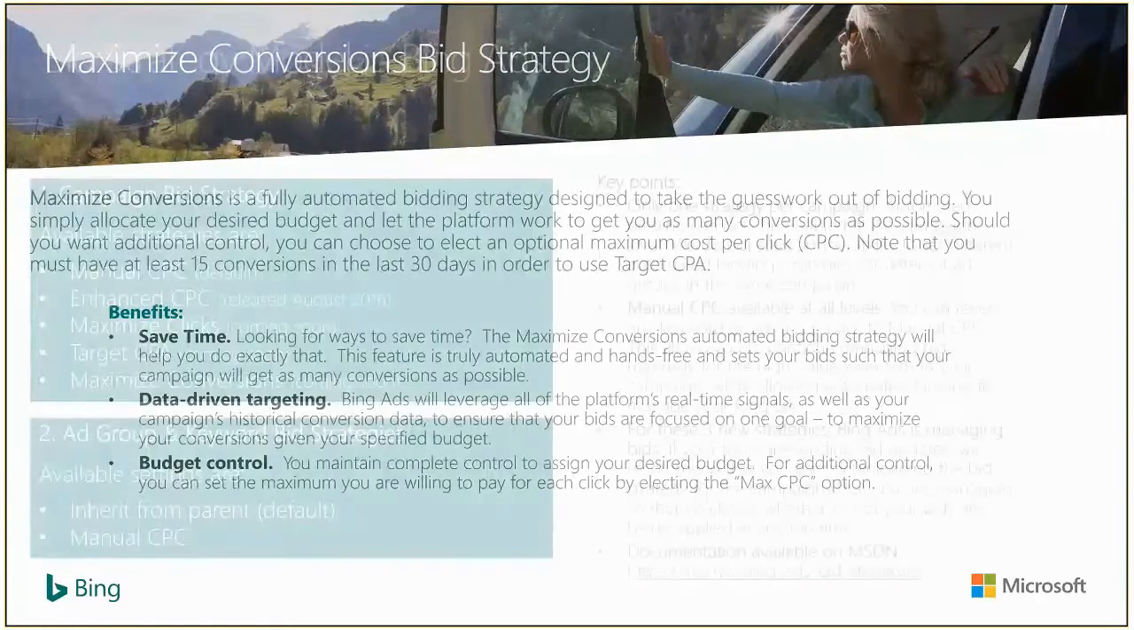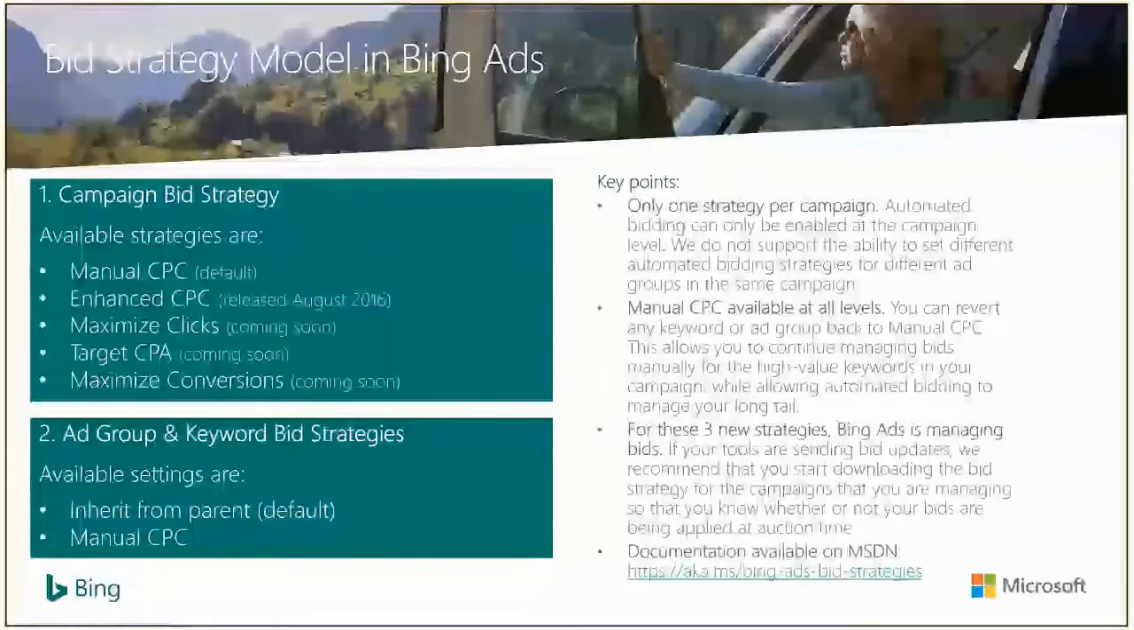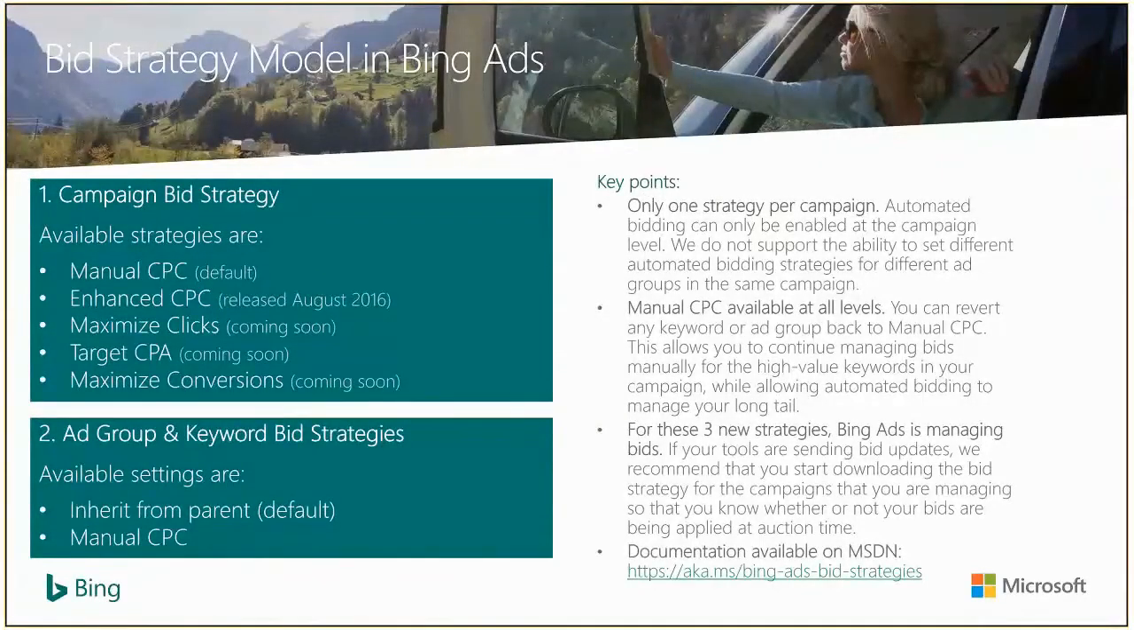Next slide. And finally, I would like to provide a brief overview of how bid strategies fit in the Bing Ads model. In the Bing Ads model, at a high level, these bid strategies are all available at the campaign level, but ad group and keyword also have a bid strategy field. The only settings available at the ad group and keyword level for bid strategy are default, which is inherit from parent, or manual CPC. The major implication here is that we are enforcing only one strategy per campaign, but you can still enable manual CPC at any level.